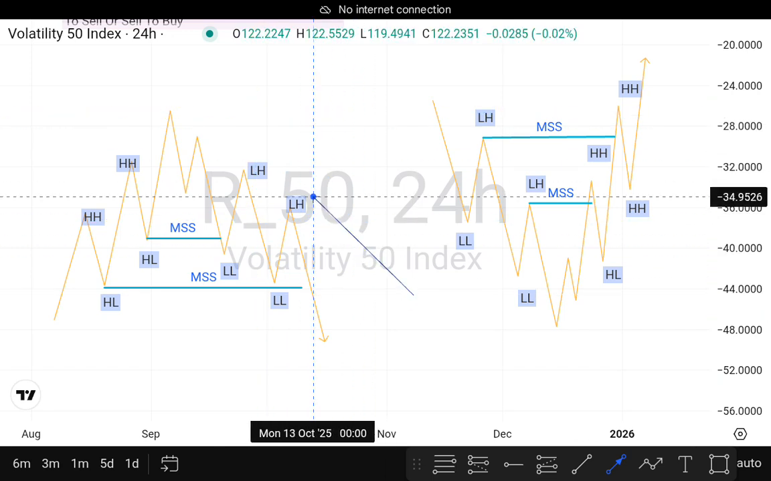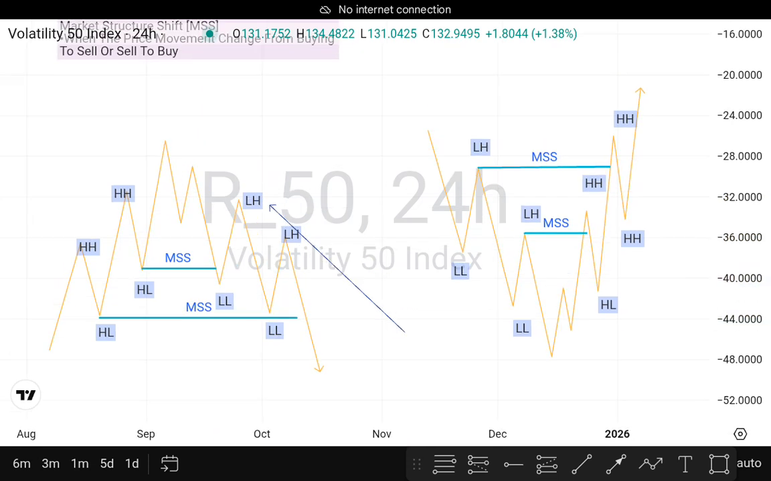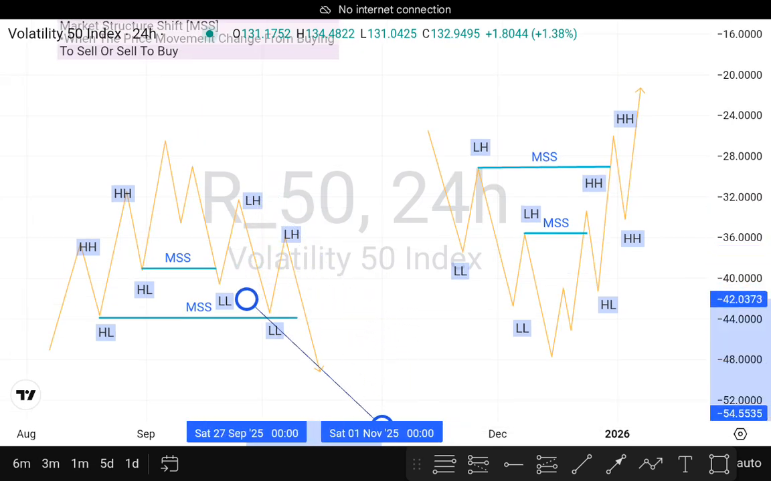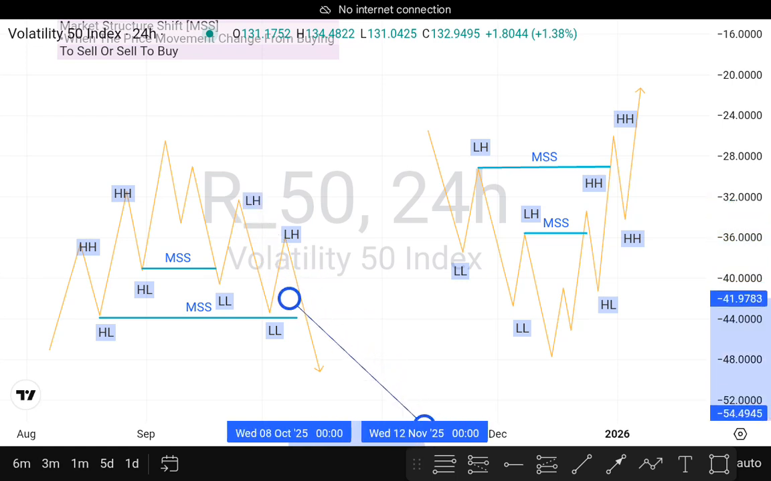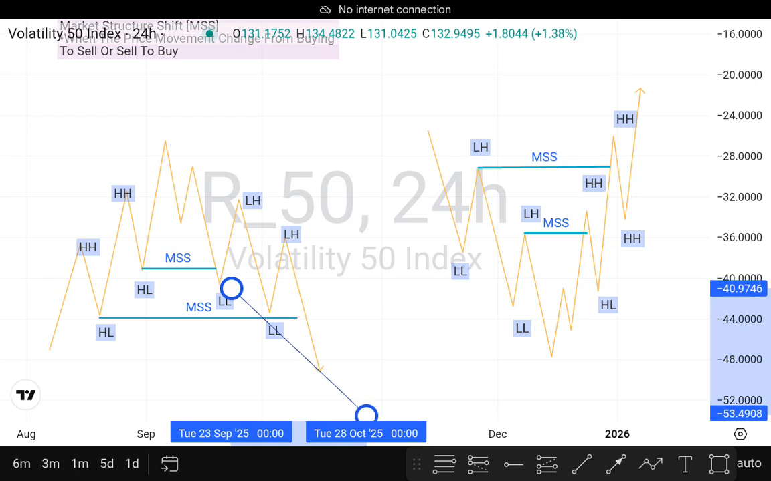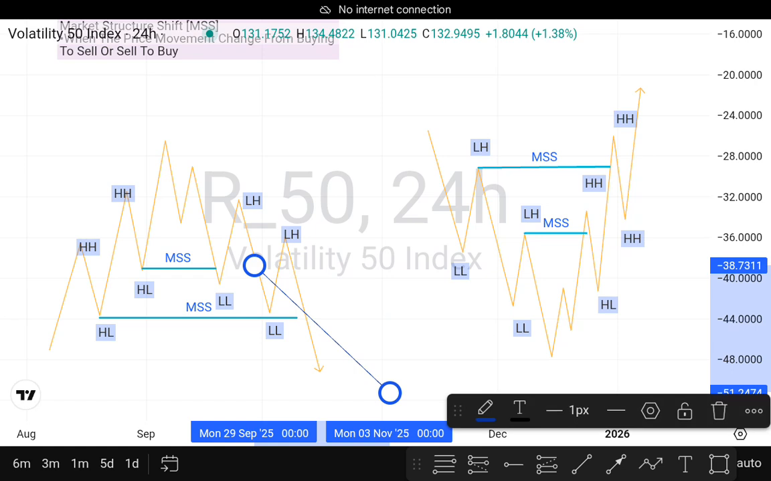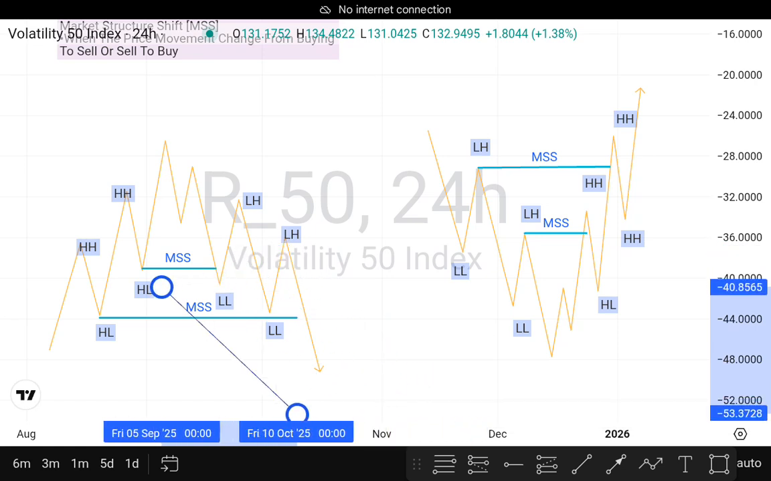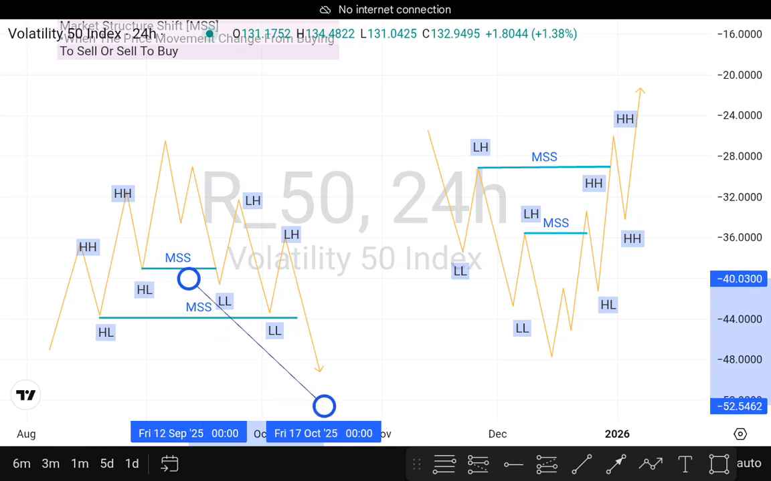As you can see here, this lower low created a lower high, and then this lower high created a lower low that is lower than the previous lower low. So as you can see here, since this low is lower than this low, it is a market structure shift, guys.